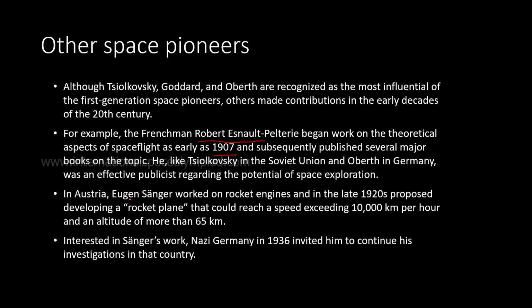And another in Austria, there is Eugen Sänger, who worked on rocket engines and in the late 1920s proposed developing a rocket plane that could reach a speed exceeding 10,000 km per hour and an altitude of 65 km. Interested in Sänger's work, Nazi Germany in 1936 invited him to continue his investigation in that country. So, why should Nazi Germany have called him?